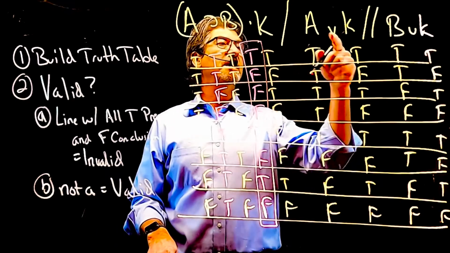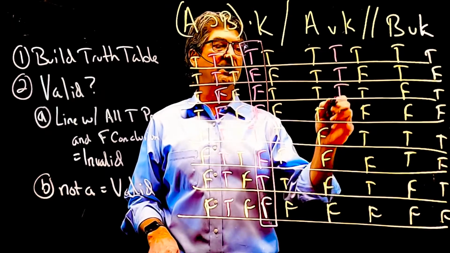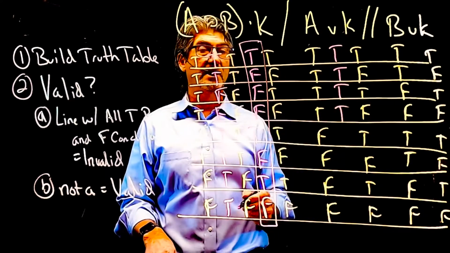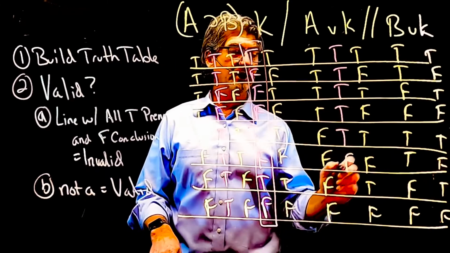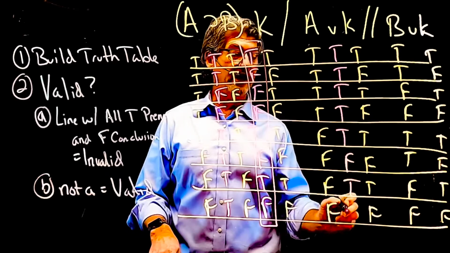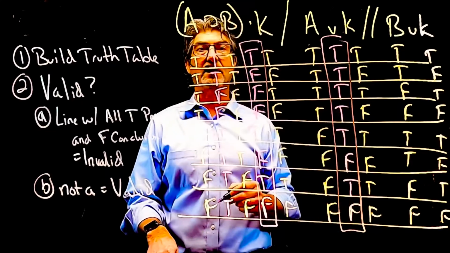We got T wedge anything is T. T wedge anything is T. T wedge anything is T. T wedge anything is T. F wedge T is T. F wedge F is F. F wedge T is T. F wedge F is F. So there's the main operator underneath the second premise.